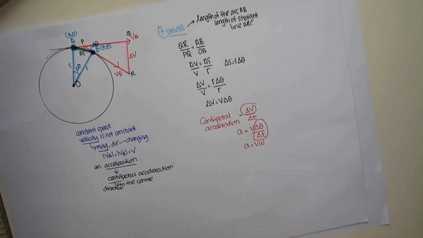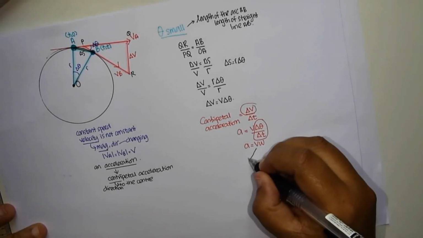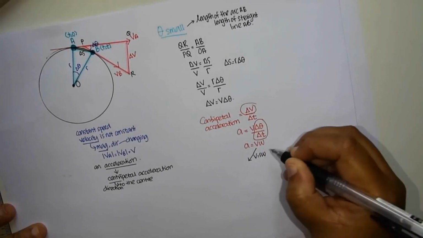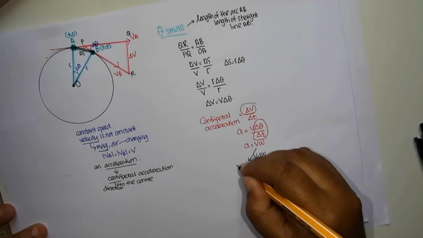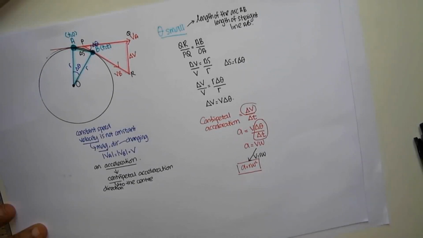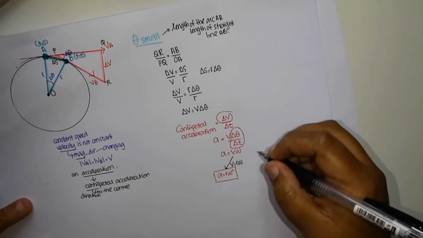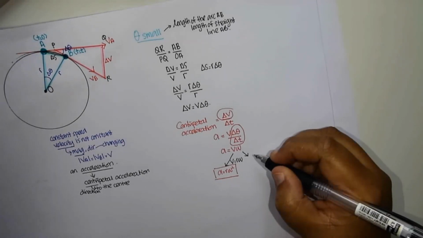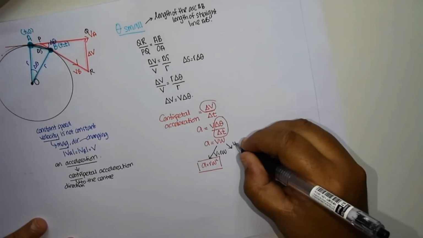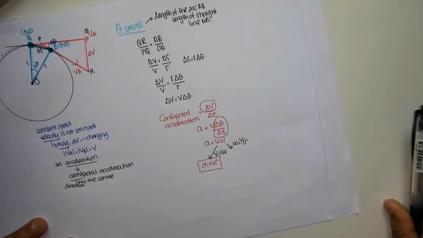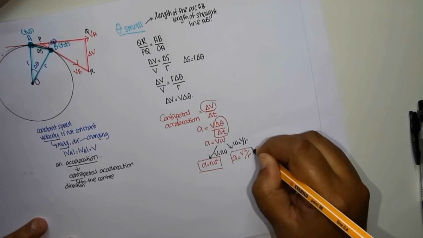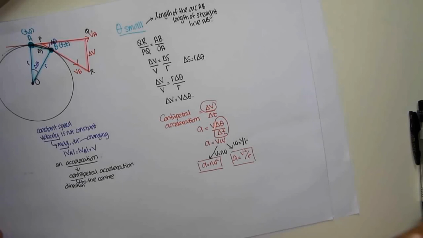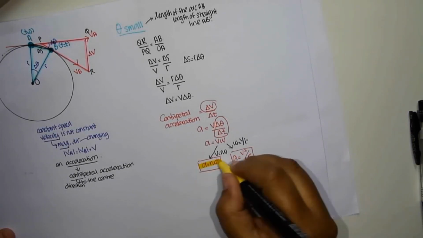Okay, so we have a formula for centripetal acceleration. Now, if I substitute V equals R omega, then I get A equals R omega squared. Another formula for centripetal acceleration. But if I substitute omega equals V over R, then I get the formula A equals V squared over R. So I can have three formulas for centripetal acceleration: 1, 2, 3.